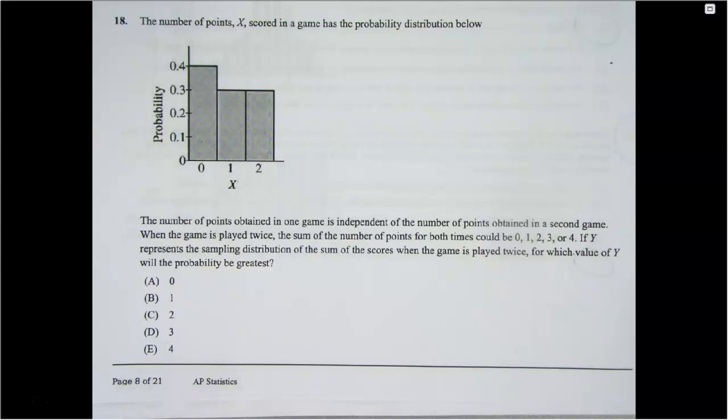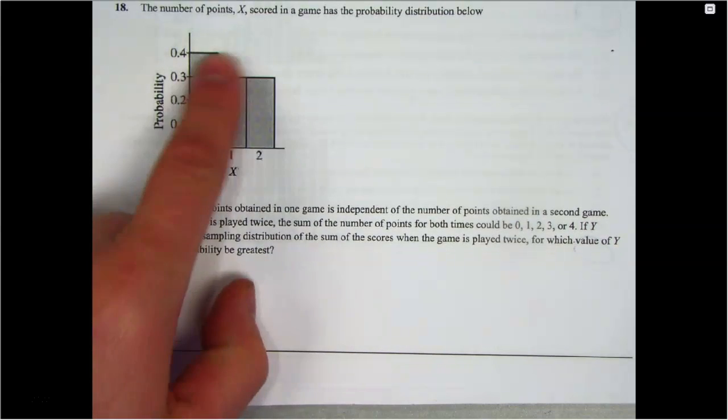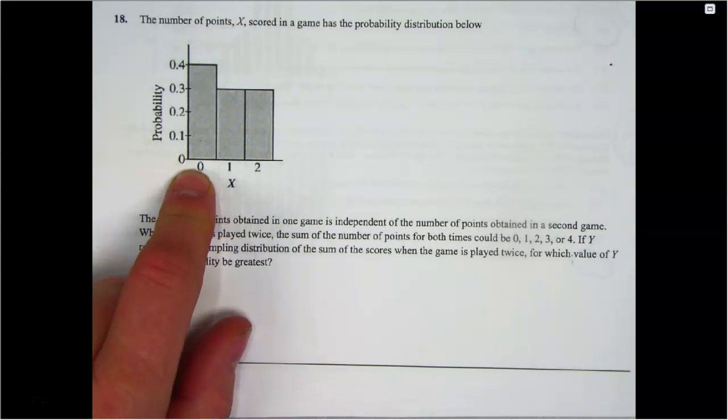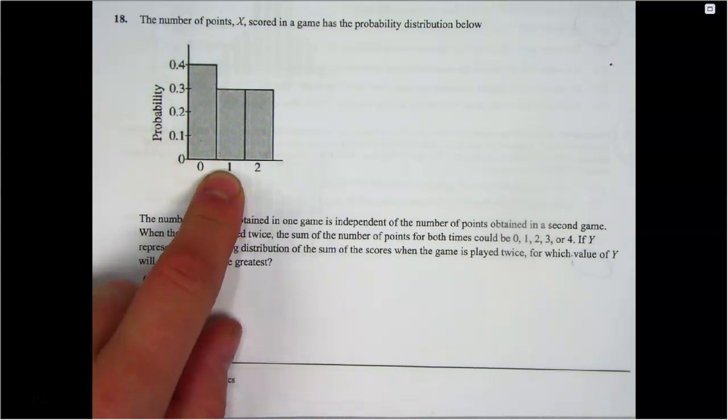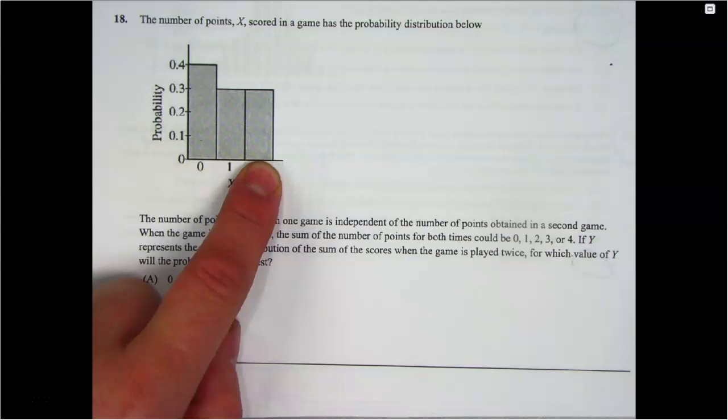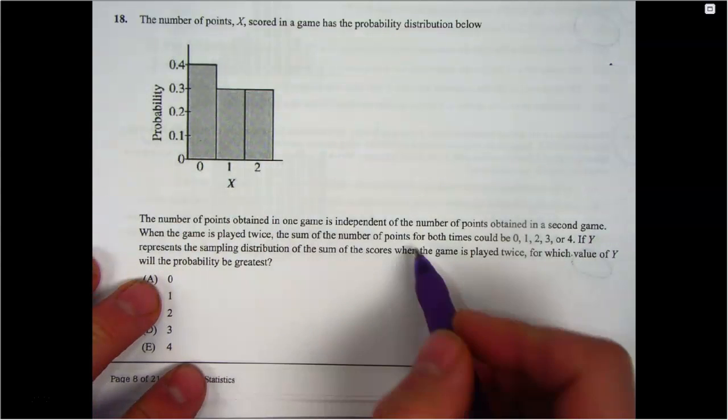So we're playing a game, some dice game or something, and I'm reading off this chart: 40% of the time I get 0 points, 30% of the time I get 1 point, 30% of the time I'm going to get 2 points. So that's what this says.